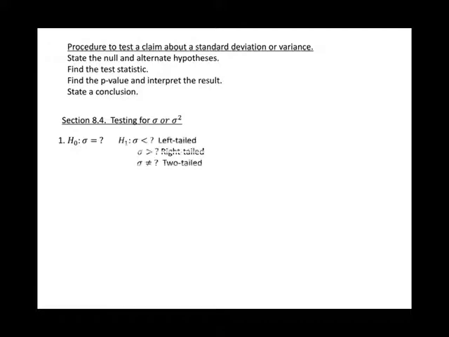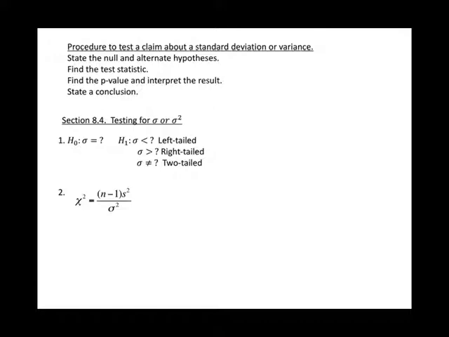This is the procedure to test a claim about standard deviation or variance. We can deal with the standard deviation or variance, but right now I only put standard deviation. First, the null hypothesis: standard deviation equal to a value. The alternate hypothesis can be strictly less than, strictly greater than, or not equal to. When it's strictly less than, it's a left tail. Greater than is a right tail, and not equal to is a two tail.